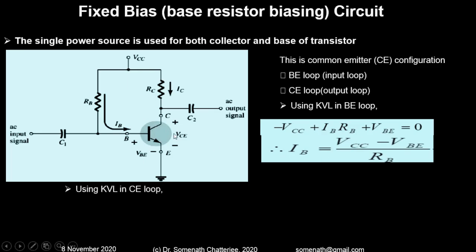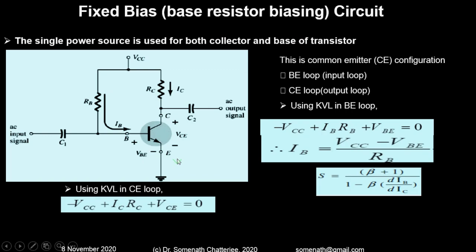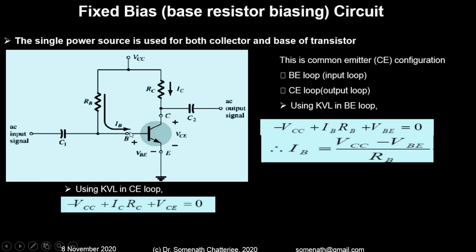Similarly, in the common emitter collector to emitter loop, that means the output loop, VCC is equal to IC RC, the potential drop across RC, plus VCE, the collector to emitter potential drop.